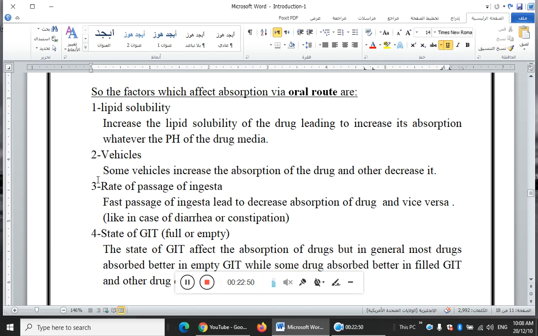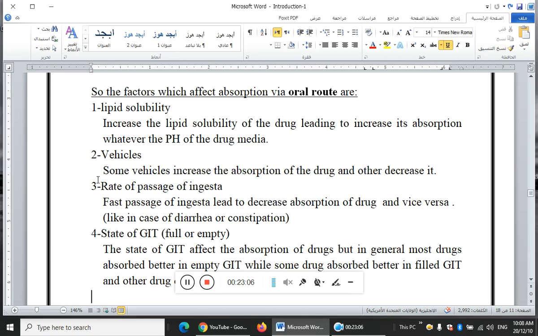The second thing is vehicle. Some vehicles, meaning helper material, increase the absorption of the drug and others decrease the absorption of the drug.